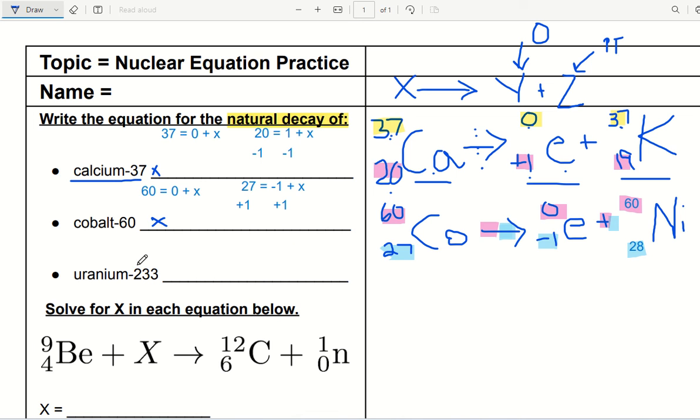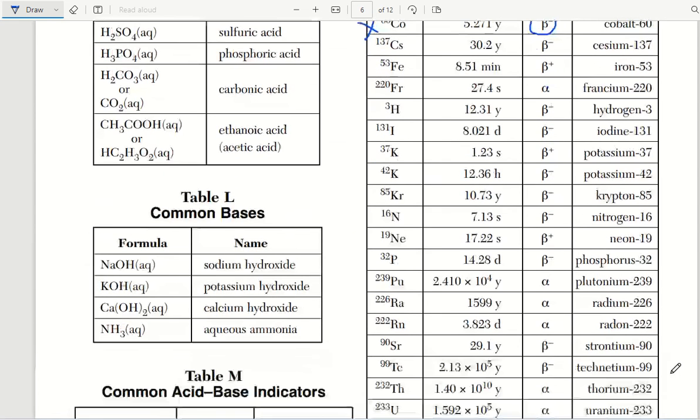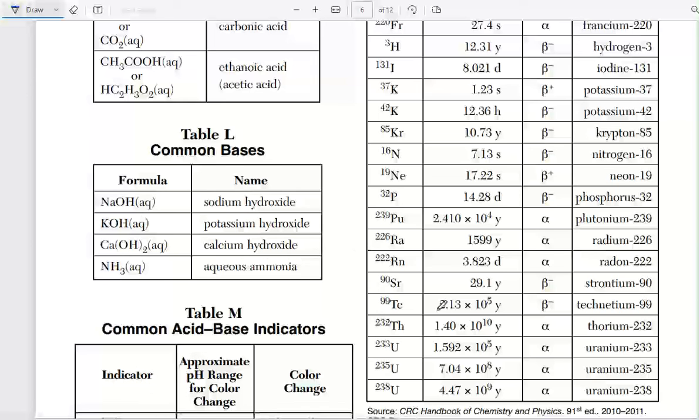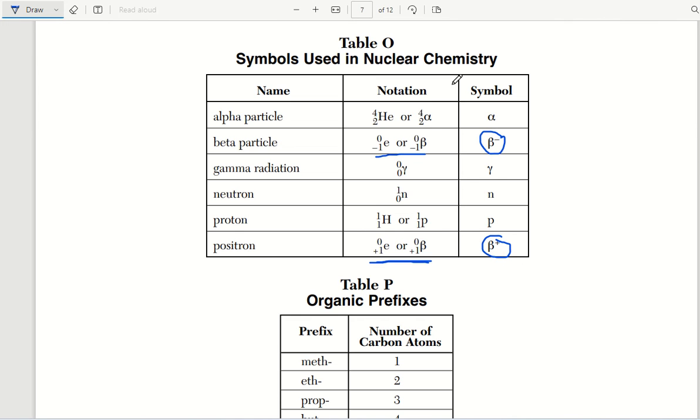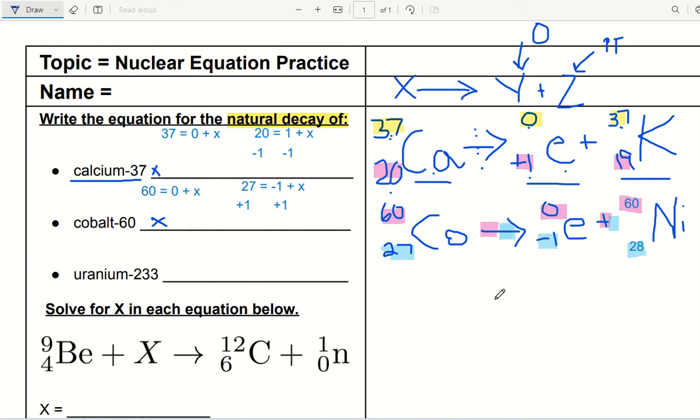All right, let's try the last one. Uranium 233. So go to table N first, right? Uranium, here we go. Uranium 233. This symbol. Go to table O. There it is. Alpha particle. I can write it one of those two ways. So I start by writing uranium 233. If you forget, literally the reference table shows you.